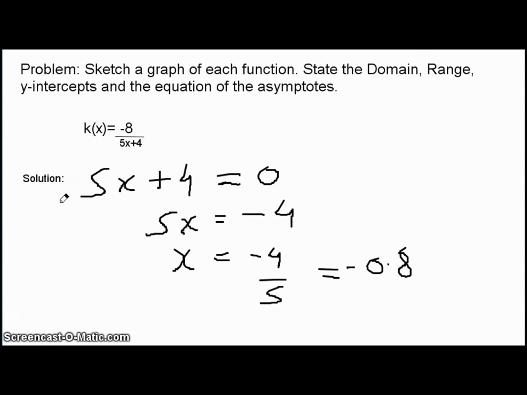So our first step is to find the vertical asymptote. For that we set the denominator, 5x plus 4, equal to 0. 5x is equal to -4, x is equal to -4 over 5, x is equal to -0.8. So now we know our vertical asymptote is at x equals -0.8.